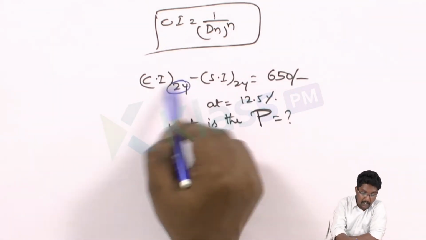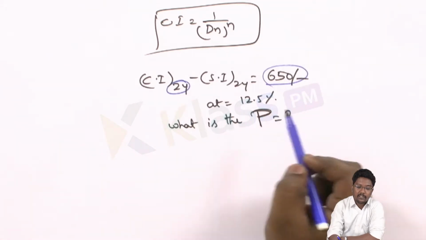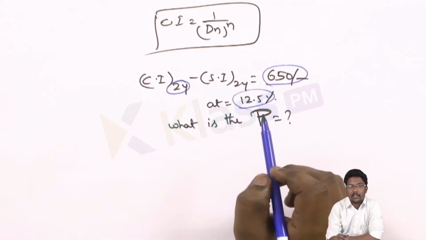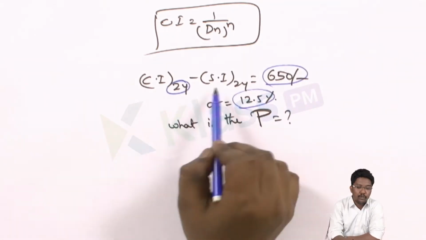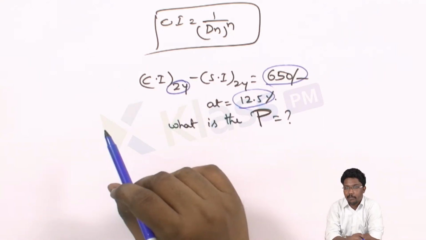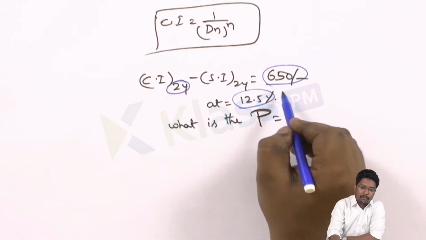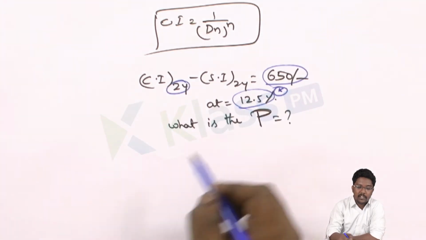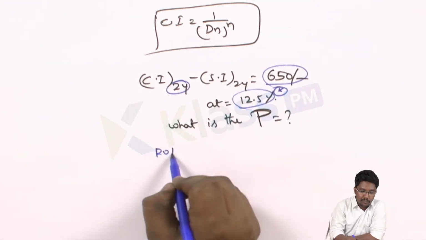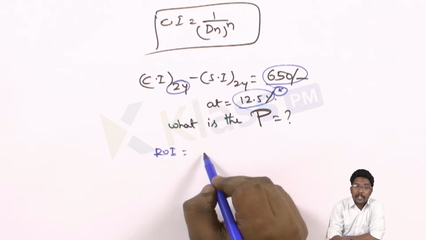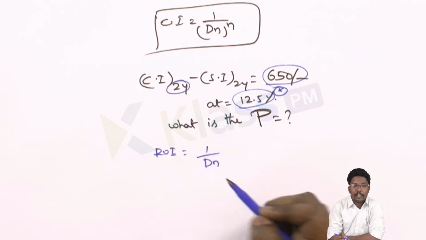We know the time period, we know the difference amount, we know the rate of interest. We don't know the principal. We don't know the relation between compound interest and simple interest. The only logic here is the rate of interest. The rate of interest should be written in the form of 1 by denominator.